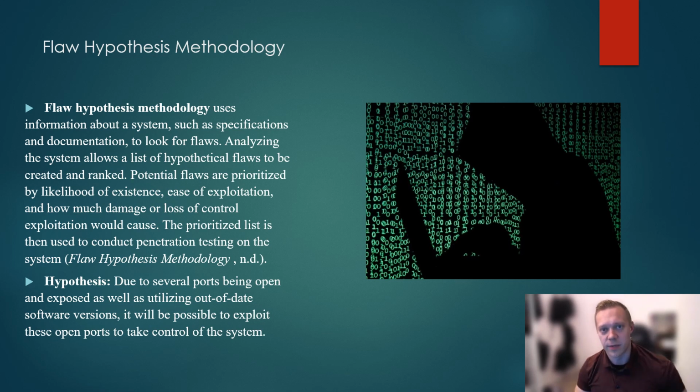So we gathered a lot of information, so let's talk a little bit about flaw hypothesis methodology. Flaw hypothesis methodology uses information about a system, such as specifications and documentation, to look for flaws. Analyzing the system allows for a list of hypothetical flaws to be created and ranked. Potential flaws are prioritized by likelihood of existence, ease of exploitation, and how much damage or loss of control they could cause if they were exploited. The prioritized list is then used to conduct penetration testing on the system. So basically creating a prioritized list of flaws and then testing based on that.